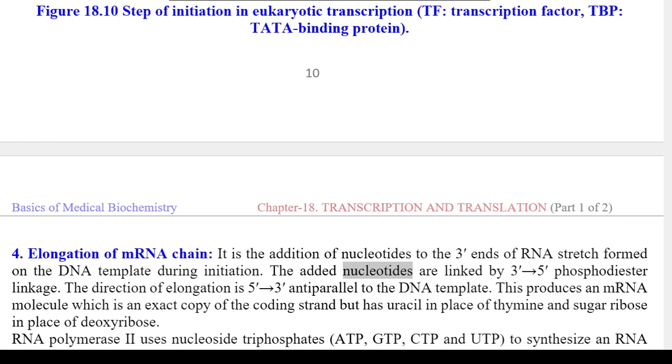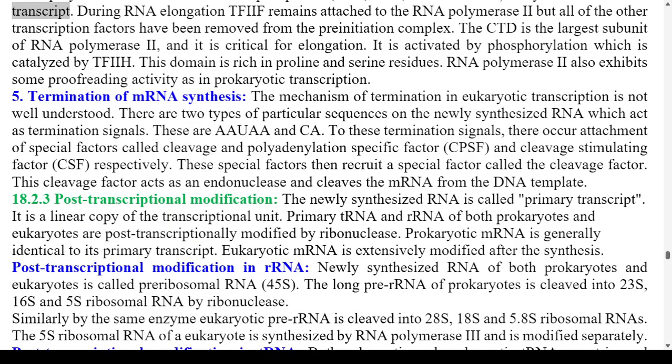RNA polymerase II uses nucleoside triphosphates, ATP, GTP, CTP, and UTP, to synthesize an RNA transcript. During RNA elongation, TFIIF remains attached to the RNA polymerase II, but all of the other transcription factors have been removed from the pre-initiation complex.